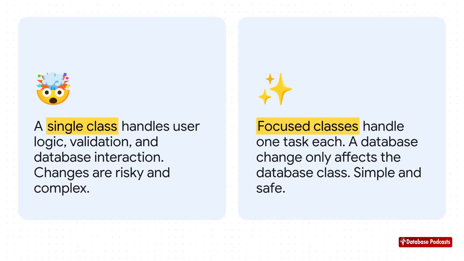So look at the difference here. On the left, you've got that God class. A single change to how you save data could accidentally break your password validation logic. But on the right, when we apply SRP, we get these nice, focused classes. Now, if the database logic needs to change, you only touch the user DB class. That separation is what makes your code safer and so much easier to maintain.